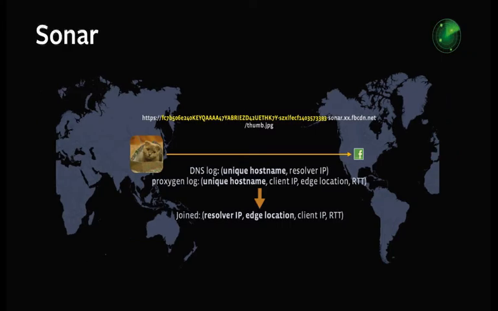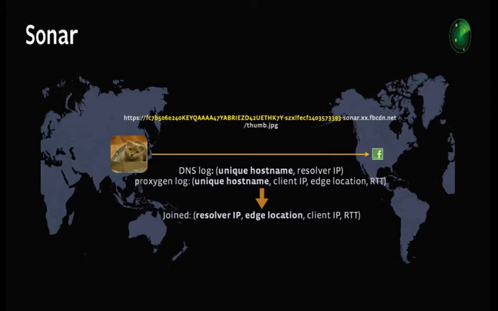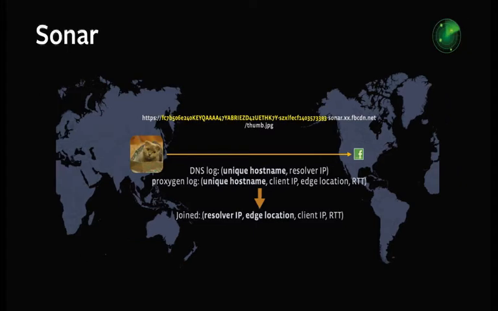So there we're going to get the unique host name and the resolver IP. Eventually, the user gets the profile picture, and then we will have another line in logs in our layer 7 load balancers, in our reverse proxies, where we will have the unique host name, as well as the client IP, the edge location where they got the profile picture, and the RTT. If you join these two data sets together, you now have a resolver IP going to an edge location, and you also know the client IP. And then you have an RTT which is associated to it. With enough of these samples, you can start building a map of the connectivity of the people to Facebook, depending on their networks.